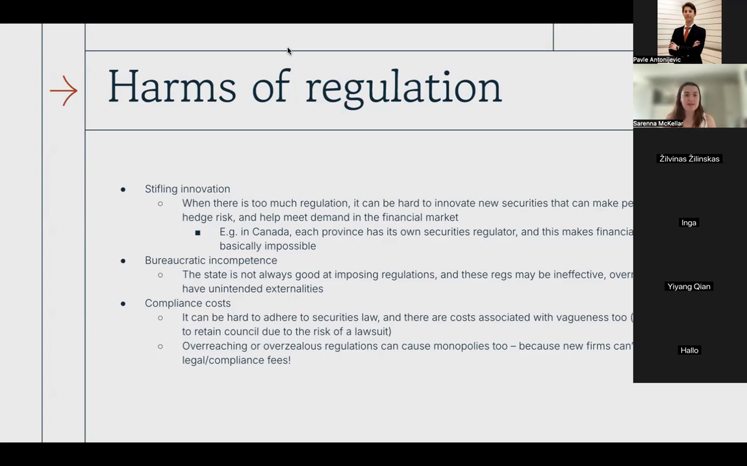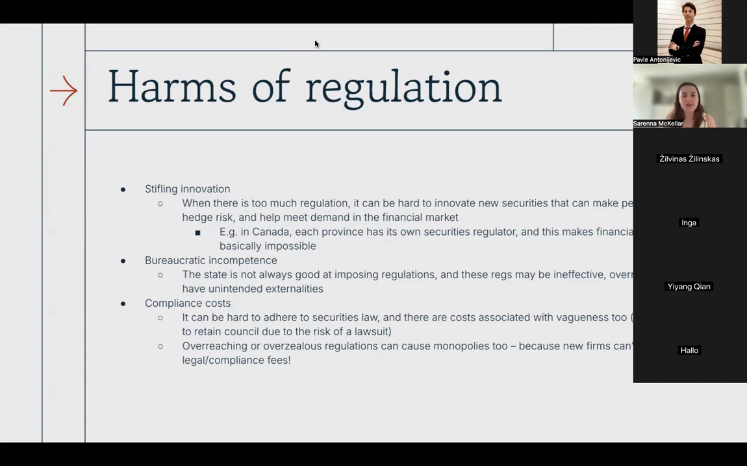There's also compliance costs. So it can be hard to adhere to securities law, and there are costs associated with vagueness as well. So you need to retain counsel due to the risk of a lawsuit. You also just need to spend a lot of money on hiring compliance people and having them audit every single thing that a person is doing, having someone to approve every single trade that an individual employee at a company makes before they make it.